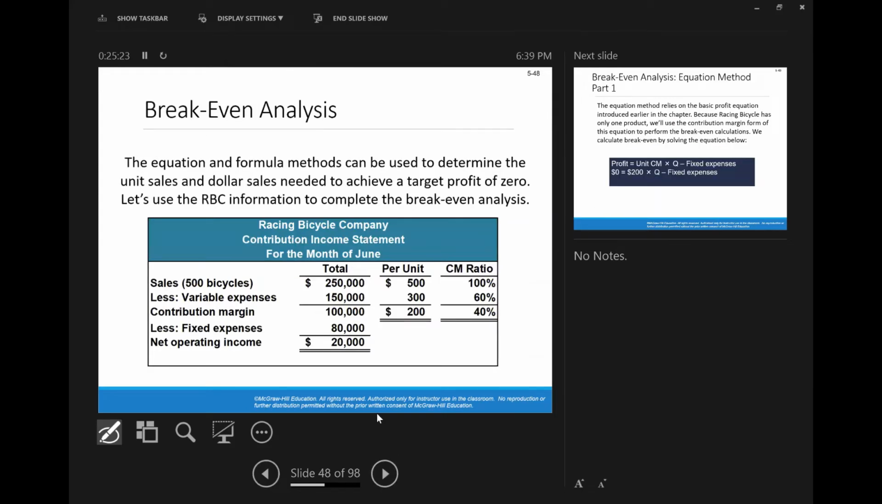All right, so we talked a little bit about the break-even point earlier, that break-even analysis. There are different ways you can look at it. You can look at it from units and you can look at it from dollars. So we're going to go through that. But it's where you get to a zero profit. That's your break-even point.